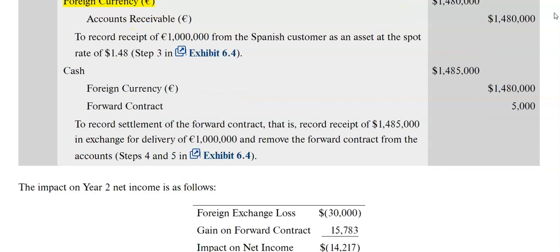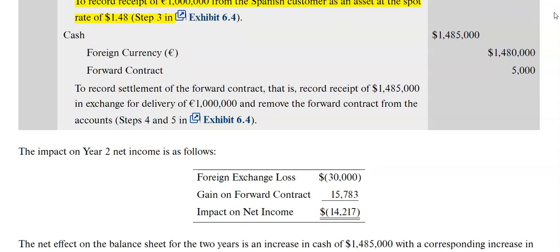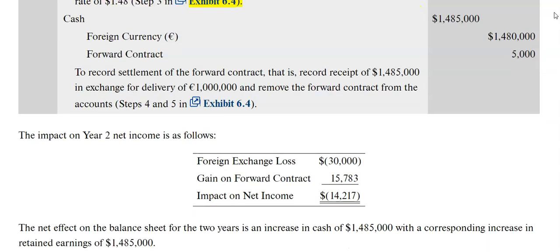Foreign currency, Euro, $1,480,000. Accounts receivable, Euro, $1,480,000. To record receipt of 1 million euros from the Spanish customer as an asset at the spot rate of $1.48, Step 3 in Exhibit 6.4.